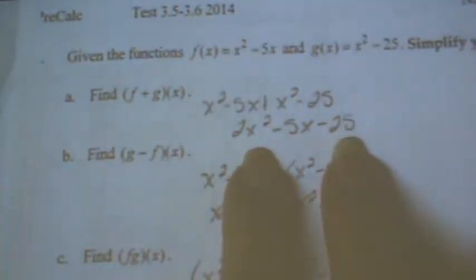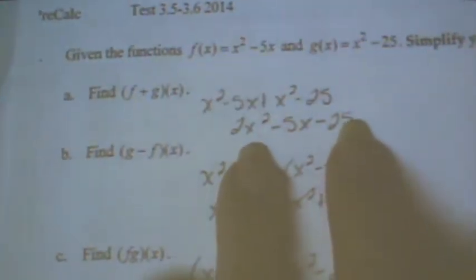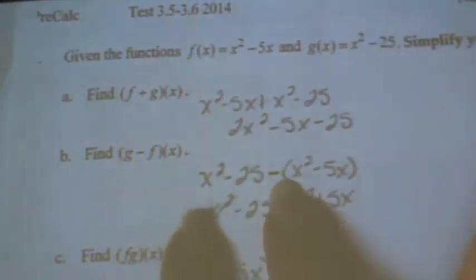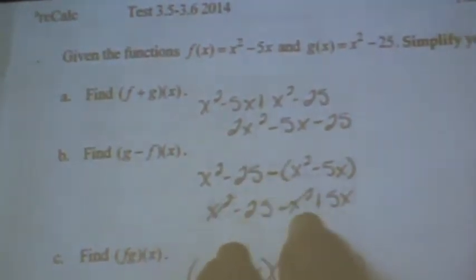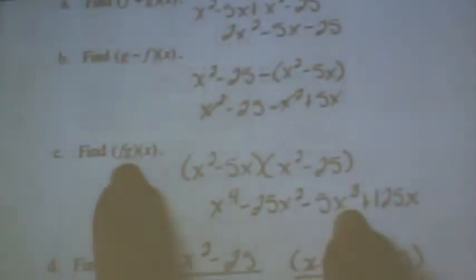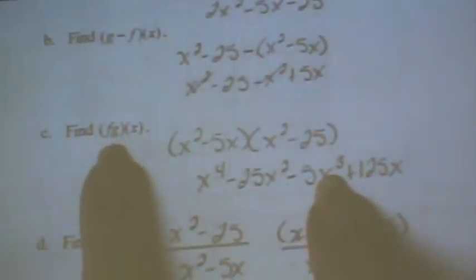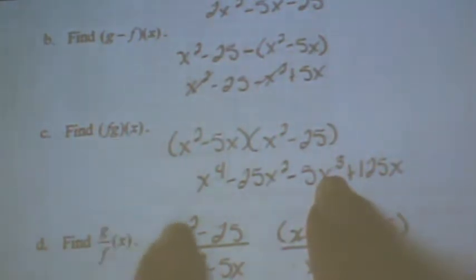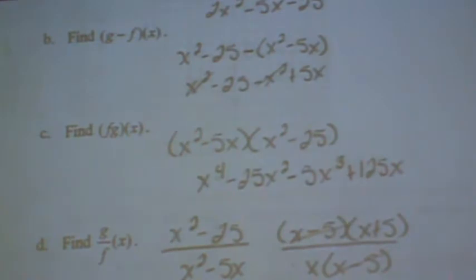Okay, when you're adding, simply combine them. And make sure you put your answers in standard form. When you're subtracting, make sure you distribute. This means multiply. When you're multiplying, FOIL. When you're dividing, make sure you factor and cancel.